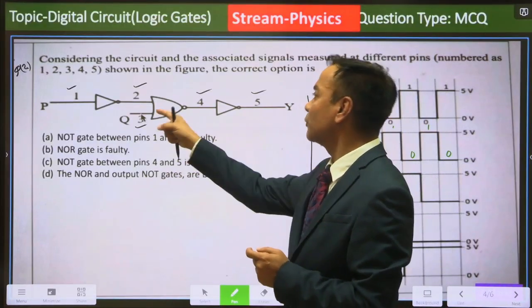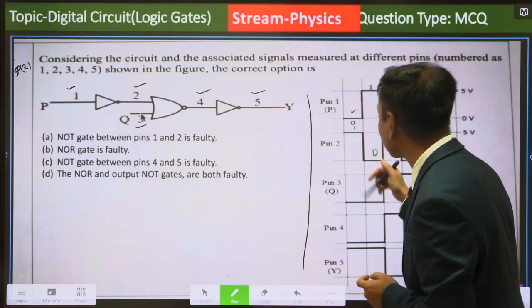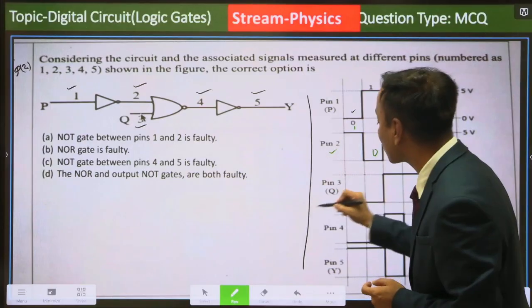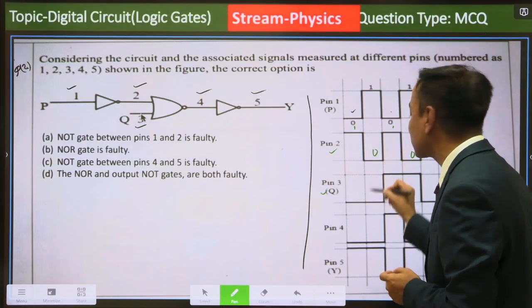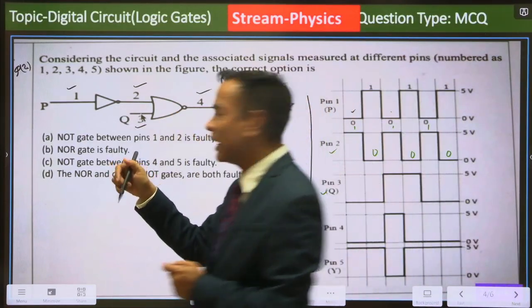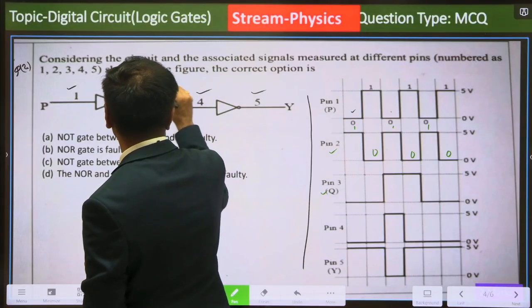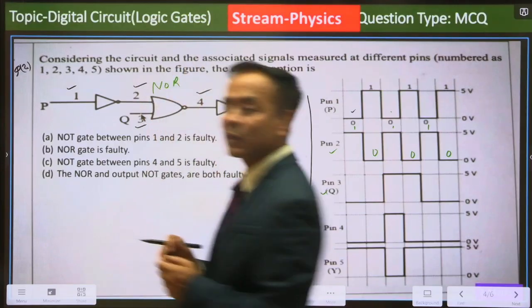So here, if you see that the signal produced at pin number 2 and the signal provided at pin number 3 are the inputs to this NOR gate, and accordingly it must produce the output at pin number 4.